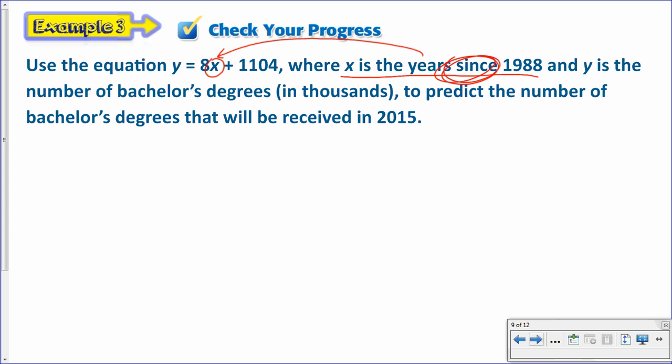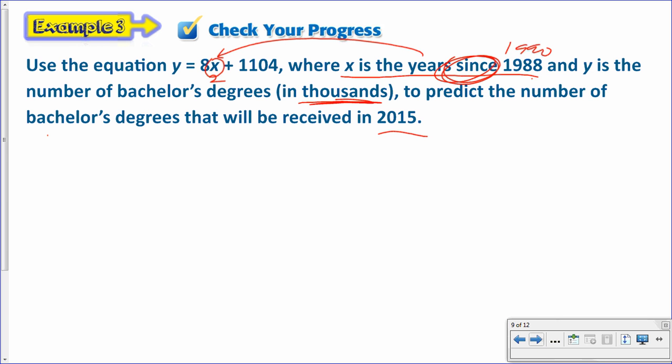This is one of the most commonly missed problems on the EOY, because you guys have to understand that it's since 1988. If I use 1990, then that's 2 years, so 2 goes right in there for the x. You guys see that? In this equation, x is the years since 1988, and y is the number of bachelor's degrees in thousands. So when I get an answer, what am I going to add to it? 3 zeros, 1, 2, 3 is thousands. Hundreds would be 2.